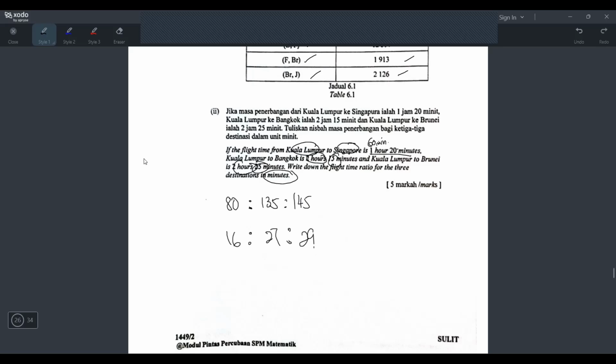But let's make sure we show them how we convert to 80. So 1 hour is 60 minutes plus 20 minutes. That's how you get the 80. And then the second one is 2 hours plus 15 minutes. But 2 hours is 120 minutes. That's why when you add 15, it's 135 minutes. And then the next one, okay, I don't have enough space.